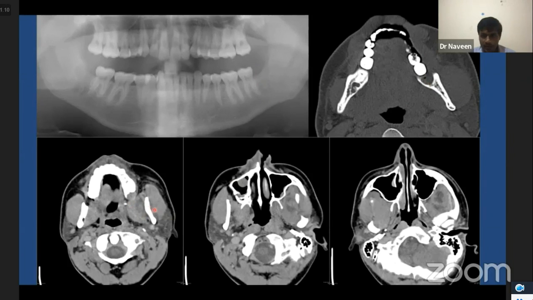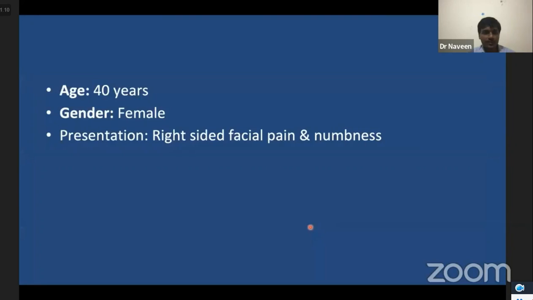And on the axial sections, at the level of the masticator space, we can see multiple hypodense areas in the masticator muscle as well as the pterygoid muscle, with expansion. And in the parapharyngeal space, we can also see fatty stranding suggestive of inflammation extending to the parapharyngeal space. So this is a case of a masticator space abscess secondary to tooth extraction.